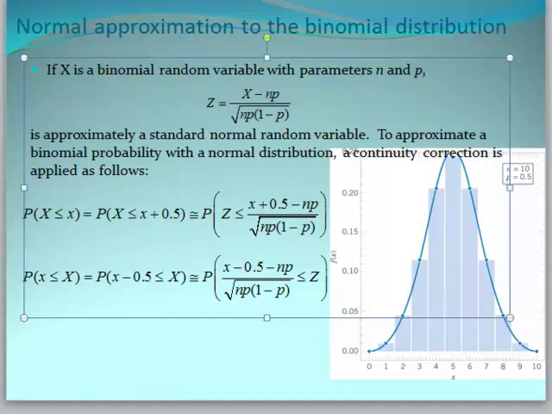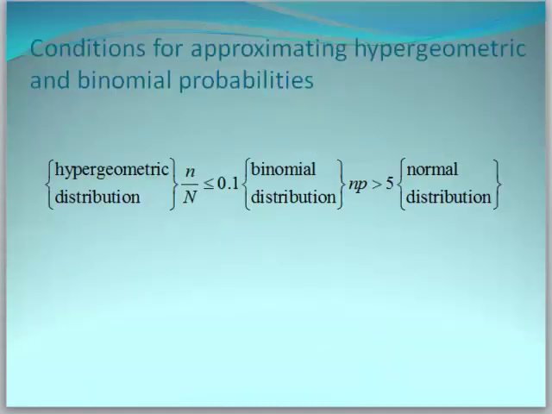So in that sense then, we can say that the conditions for approximating hypergeometric and binomial sorts of probabilities are as follows. If the number you're selecting out of the whole larger number is less than 0.1, then you want to use the hypergeometric distribution. On the other hand, if np is greater than 5, then you'd want to use the normal distribution. And for anything in between, you'll use the binomial distribution.